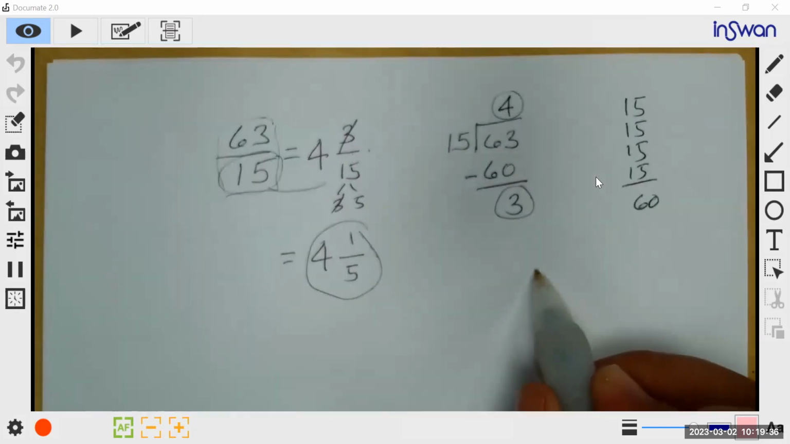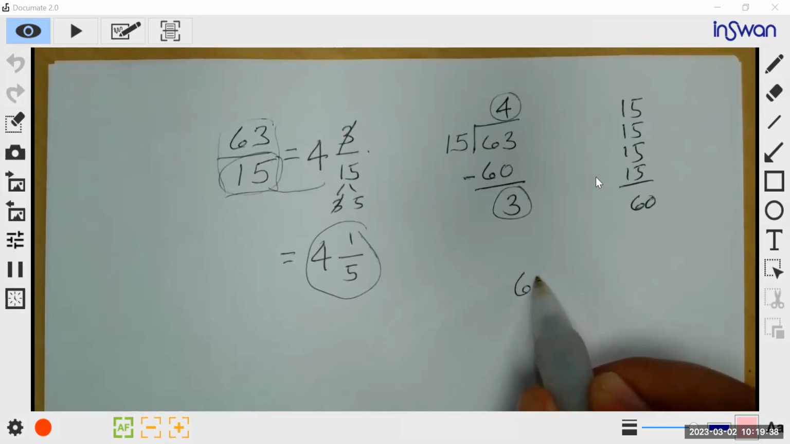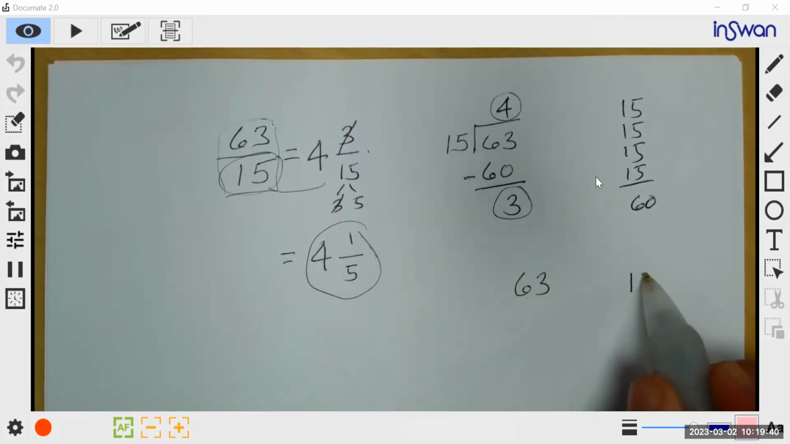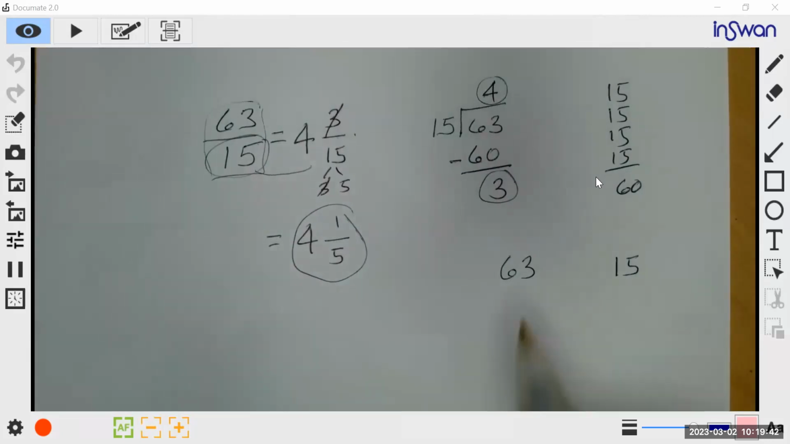Let's look at 63/15. How do I know they both have a 3 in them? Remember that sheet I gave you all last week, the division sheet? Yeah, it's the three.